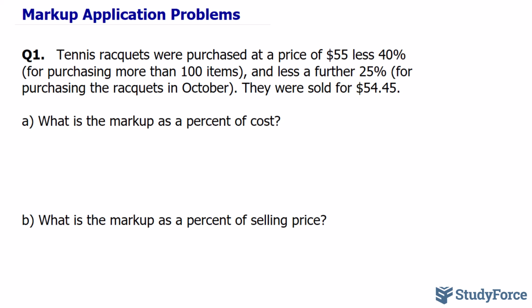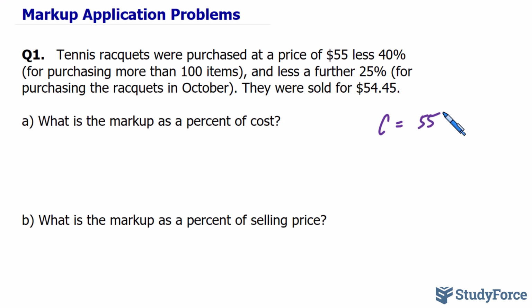Before we get started, let's just go ahead and reread this. We're told that it had a catalog price of $55, but there was a trade discount of 40% and 25%. So let's find out how much each of these rackets were purchased for. And we'll call that a cost. So our cost is the $55.